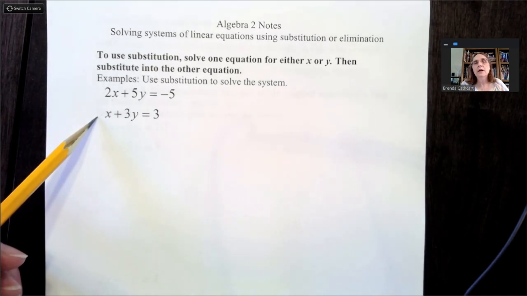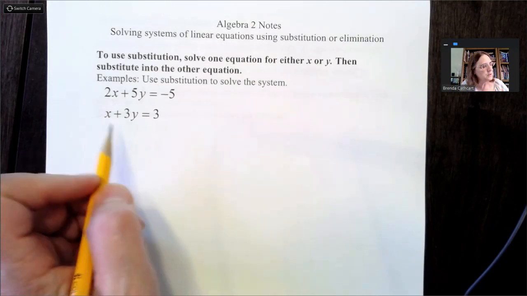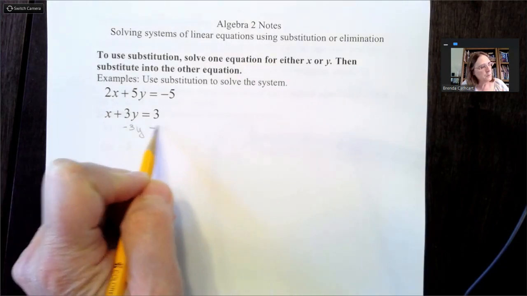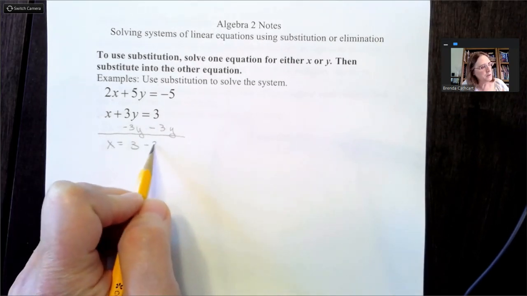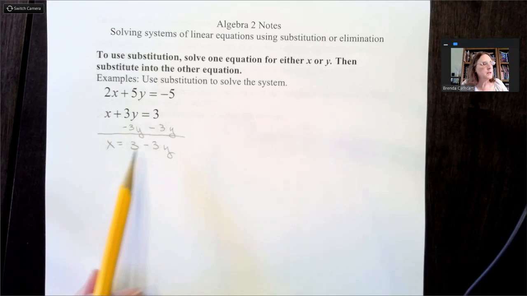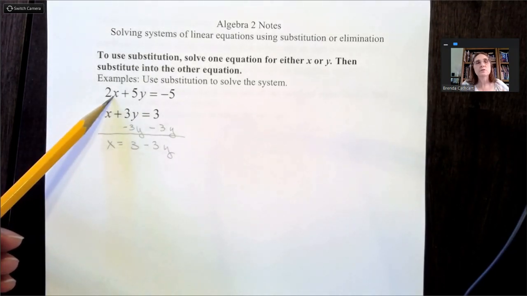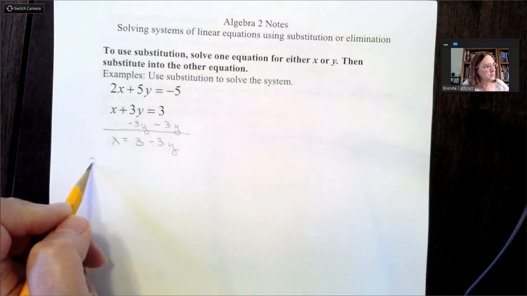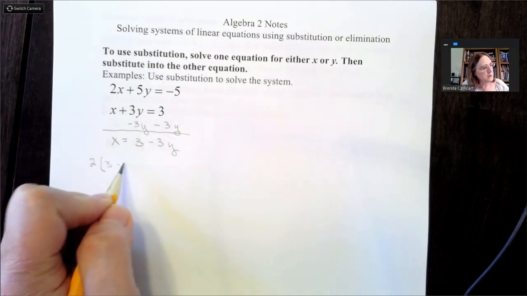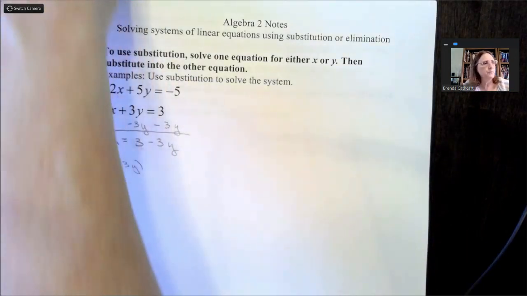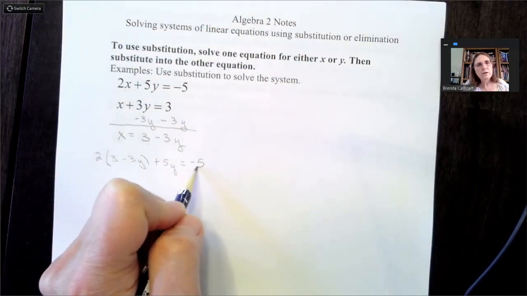So we're going to take this second equation and solve it for x by subtracting 3y from both sides of this equation. Subtracting 3y from both sides gives us x equals 3 minus 3y. Then we're going to take this expression for x and substitute it in for x in that first equation. So 2, instead of x now, we're going to replace it with 3 minus 3y, plus 5y equals negative 5.